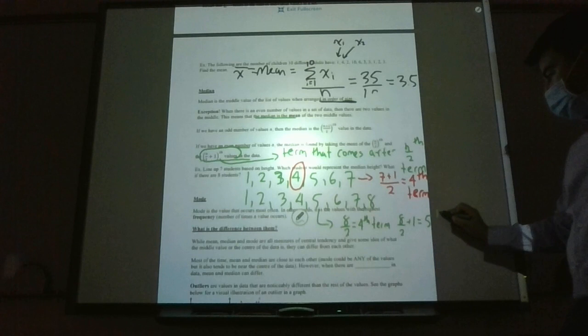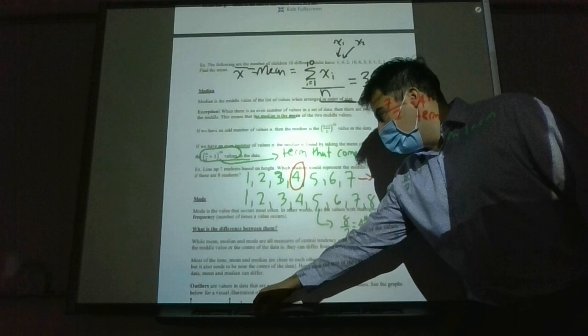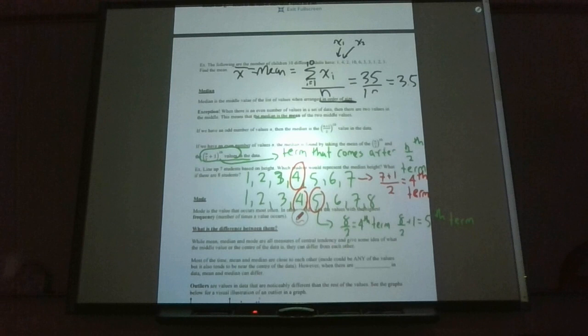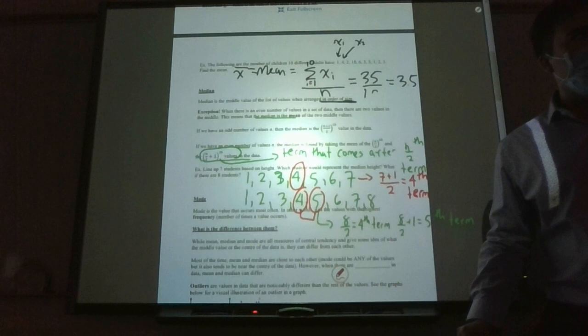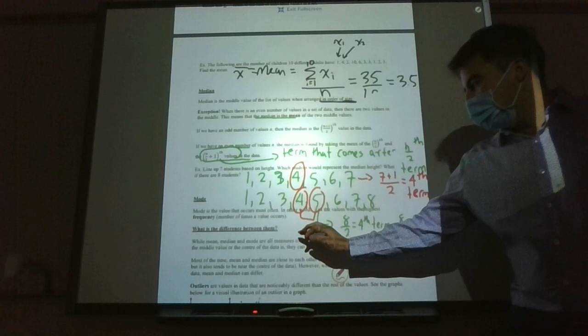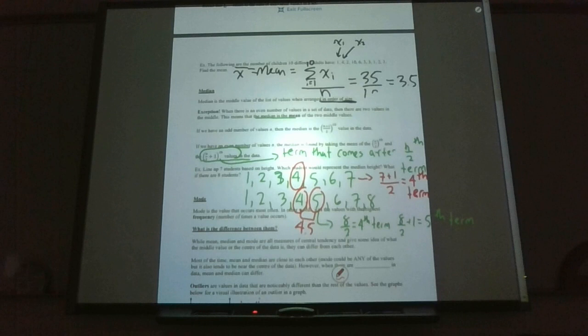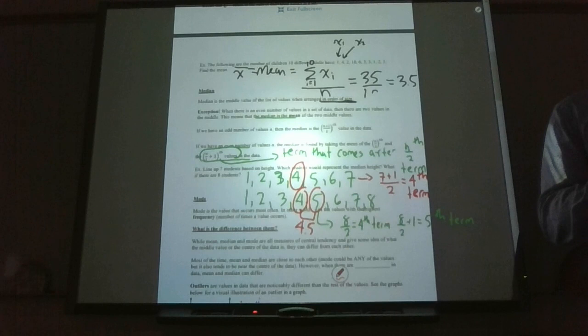So all we need to do in this case is go to our fourth term and our fifth term. And then the rule here is that you just take the average of the two of them, or the mean of the two of them. So that means my median would be what in this case? Yeah, Sophie? 4.5. You got it. Does that make sense, guys? Okay, so if you do 8 plus 1 divided by 2, then you end up getting 4.5.